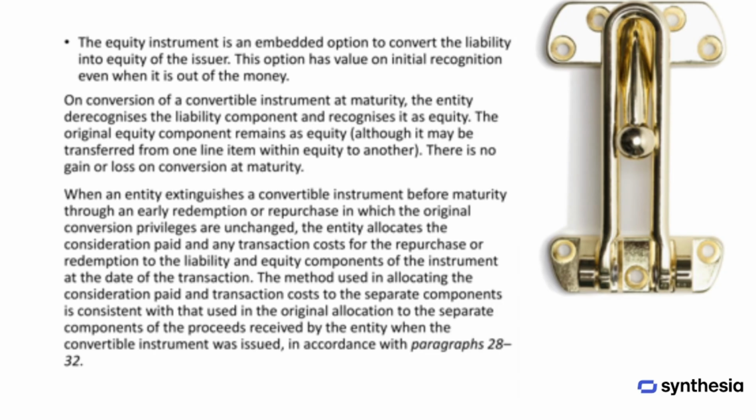When a convertible instrument is converted at maturity, the entity derecognizes the liability component and recognizes it as equity. The original equity component remains within equity, although it may be moved between different line items. There is no gain or loss recorded upon conversion at maturity. If an entity extinguishes a convertible instrument before maturity through early redemption or repurchase, and the original conversion rights remain unchanged, the entity allocates the consideration paid and any transaction costs between the liability and equity components at the date of the transaction. The allocation method mirrors the original allocation used when the instrument was first issued, in line with the requirements of paragraphs 28 to 32.